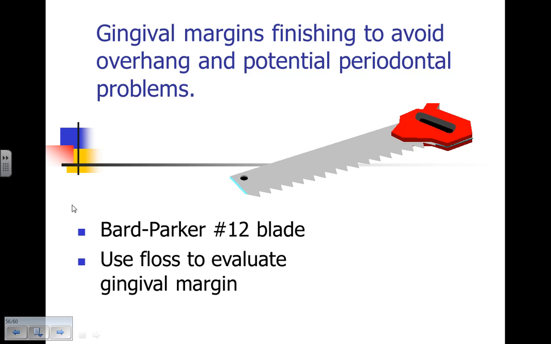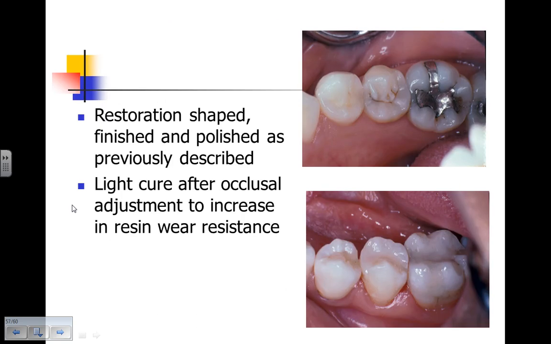We evaluate proximal contact not just with dental floss, but we evaluate it visually. Visually, the composite must be in proximal contact with the adjacent tooth in the posterior. Just because floss catches does not mean that there is proximal contact. It only means that the contact is narrower than the thickness of the dental floss. We shape the composite as previously described with our finishing burs. We light cure the occlusal after occlusal adjustment to make the composite more wear resistant.